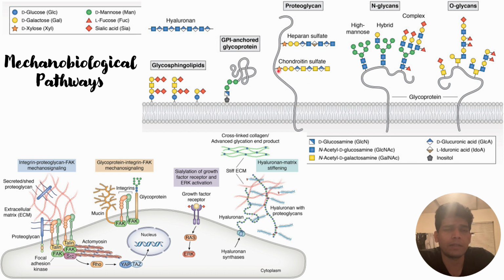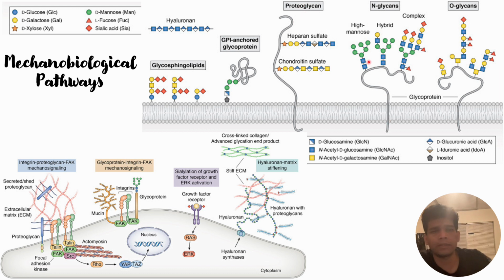The other type of glycans are the proteoglycans. In this case, the glycans are attached to a transmembrane protein and are sulfated in nature, such as chondroitin and heparin sulfates, which are found on the transmembrane protein, and these are known as proteoglycans.